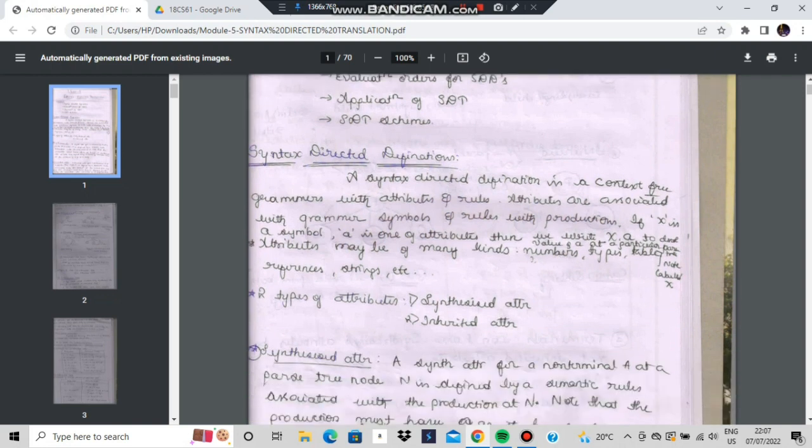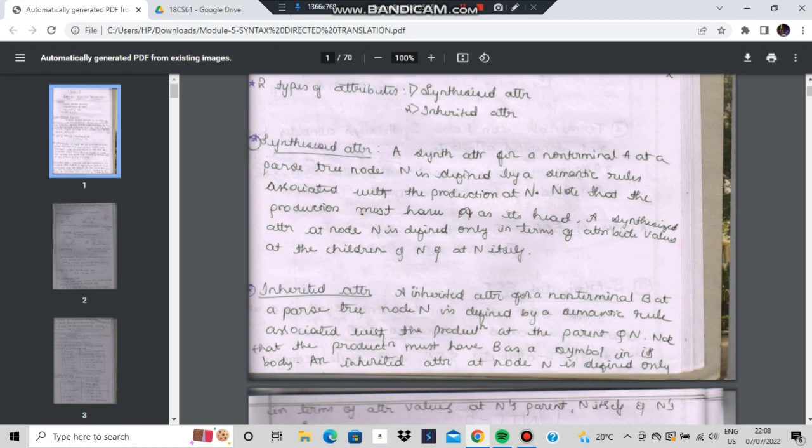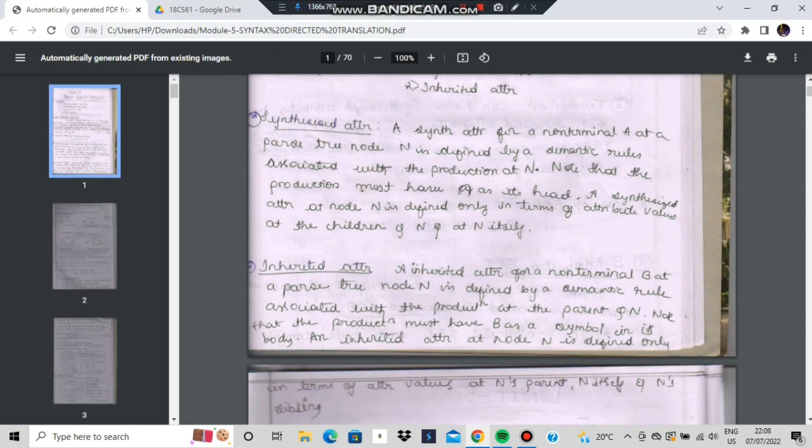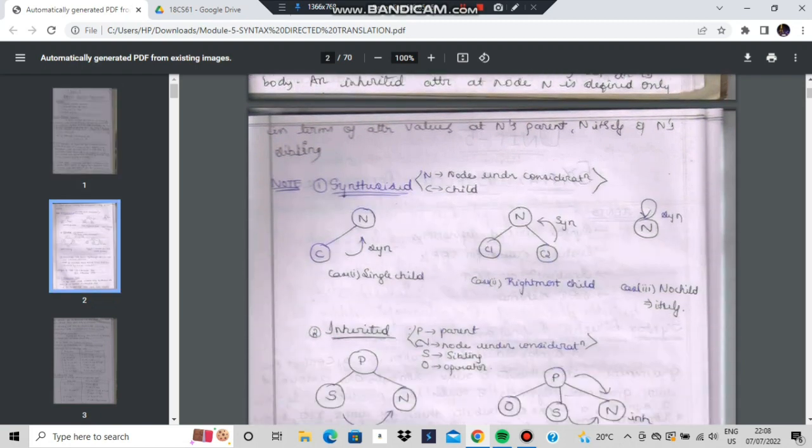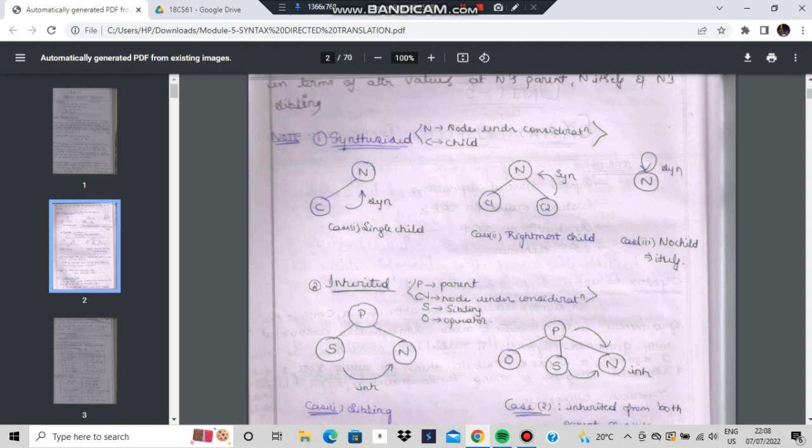Basically, syntax directed translation, or SDD, is divided into 2 parts: synthesized attributes and inherited attributes. So what is synthesized and what is inherited? Synthesized means parent to child. Just remember this keyword, note it down somewhere. Synthesized means parent to child. Inherited means siblings are also involved. In synthesized, n is the node and c is the child. So synthesized means child to parent, or parent to child, and here also parent to child, and here by itself. These are the 3 categories or the 3 cases in synthesized.